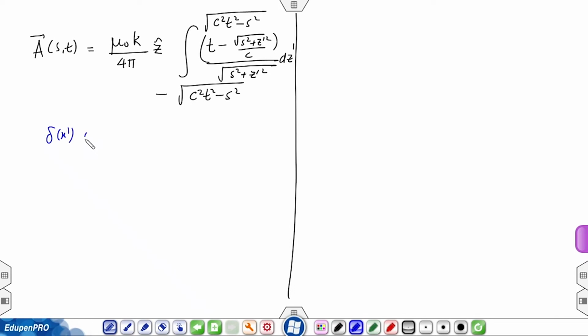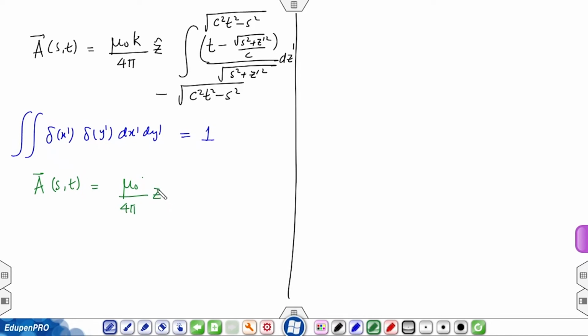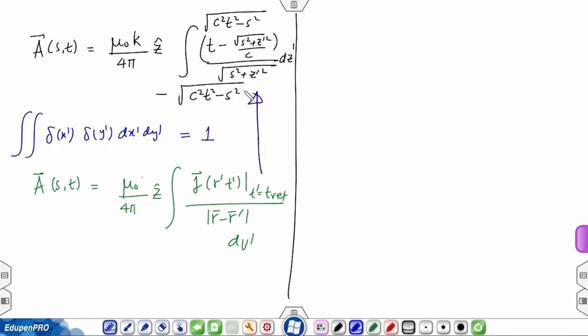Delta x prime, delta y prime, dx prime, dy prime integrals give me 1. So, that part is gone, and whatever is left is basically what we had, A(s, t) equals mu naught over 4 pi z integral j(r prime, t prime equals t retarded) divided by r minus r prime dv prime, and that goes over to this.